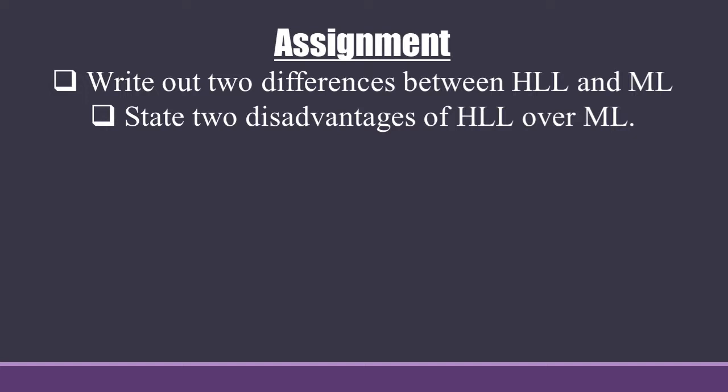Before we close the lesson, we'll have two assignments for today's lesson. The first one: write out two differences between high-level language and machine language. The next one: state two disadvantages of high-level language over machine language. Remember, in our previous classes we talked about machine language, so with that you will be able to answer or solve these assignments.